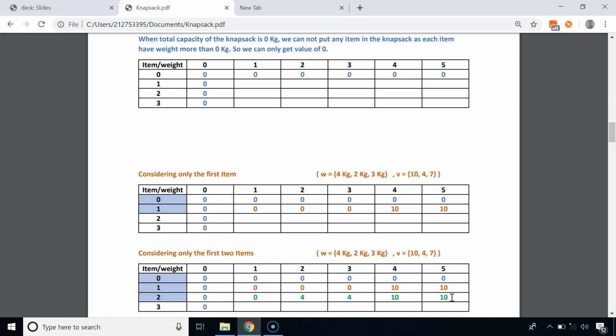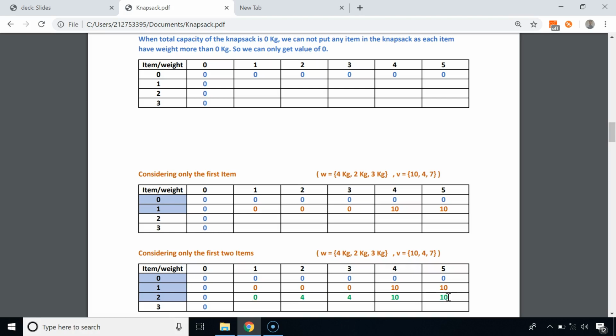So we have solved many subproblems. So now we know that if we are considering the first 2 items and if the knapsack capacity is 5, the maximum value we can get is 10. Similarly, if we consider the first 2 items and if the knapsack capacity is 3, the maximum value we can get is 4. And if the knapsack capacity is 1 and we consider the first 2 items, the maximum value we can get is 0 because we cannot include any of those 2 items because both the items have weight more than 1. So the value in this case will be 0.